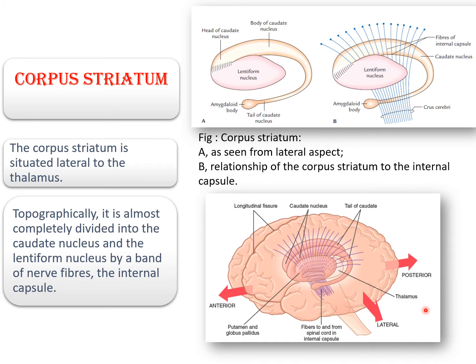And topographically corpus striatum is divided into two parts, caudate nucleus, this one, and lentiform nucleus, this one, and that is divided by a band of nerve fibers, the internal capsule. This one is the fibers of internal capsule. So this one is a caudate nucleus and there are three parts. This one is the head of caudate nucleus, body of caudate nucleus, and that is the tail of caudate nucleus, and this is the amygdaloid body.